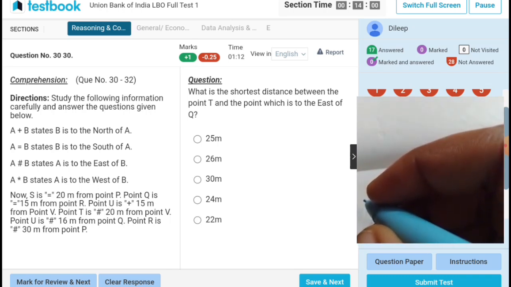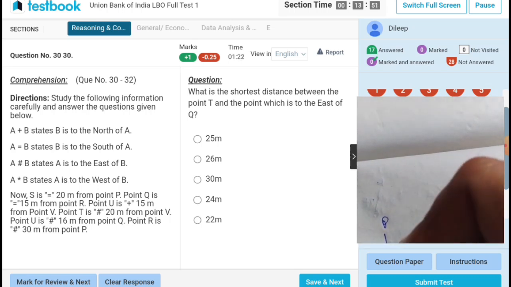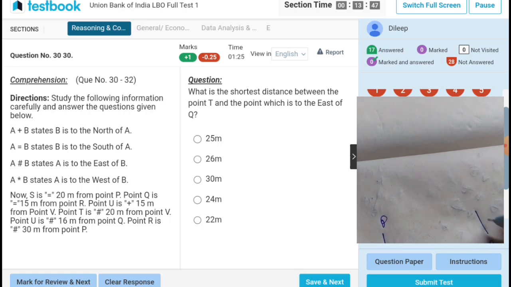So S is 20 meters south from P and Q is 15 meters south from R. U is 15 meters north from V. T is 20 meters east from V. U is 16 meters east from Q. R is 30 meters east from P.